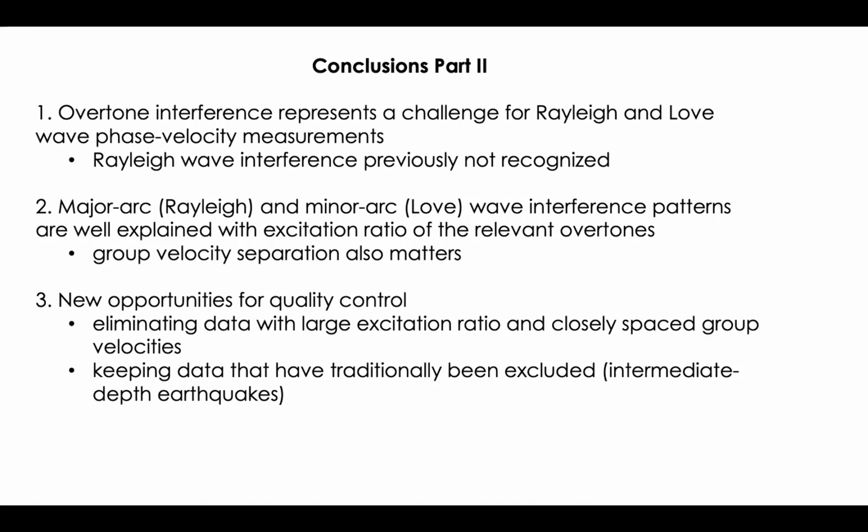And we see new opportunities for quality control, for improving the quality of our Love wave and Rayleigh wave phase velocity maps. We can eliminate data with large overtone excitation and also closely spaced group velocities, while keeping some data that has traditionally been excluded. For example, data from intermediate depth earthquakes, depending on the fault geometry, may actually provide valuable measurements for surface waves.